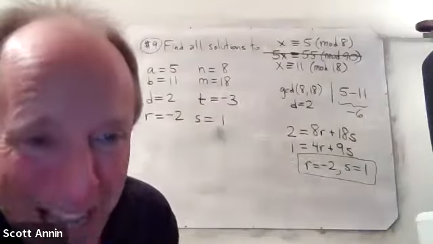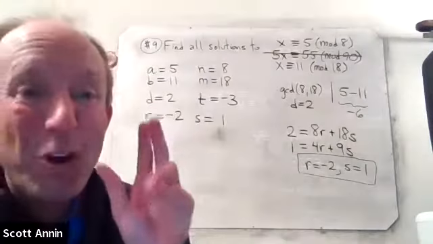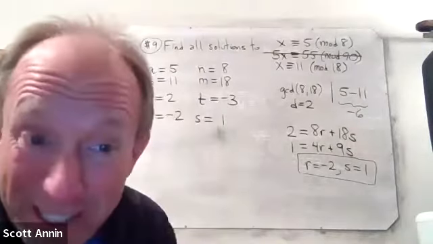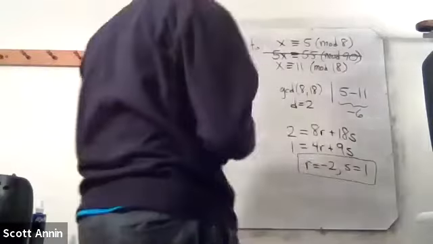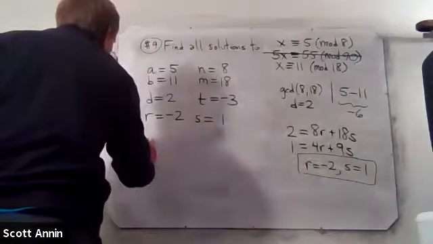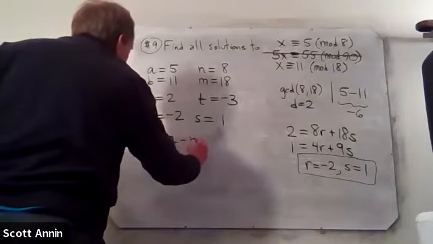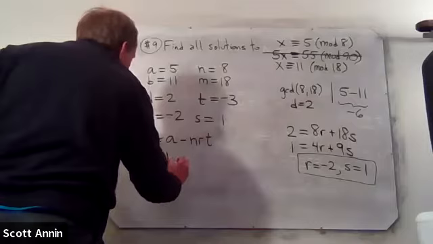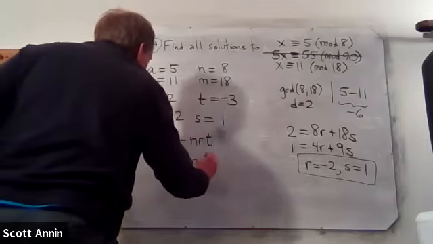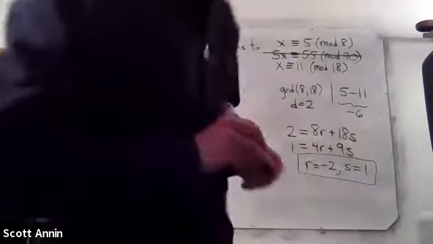And next, what I hope everybody has on a flashcard somewhere is the formula for the solution to the system. We call it X. Well, it is X, as you can see. And there's two different ways to figure it out. It's A minus NRT, or it's B plus MST. Okay.